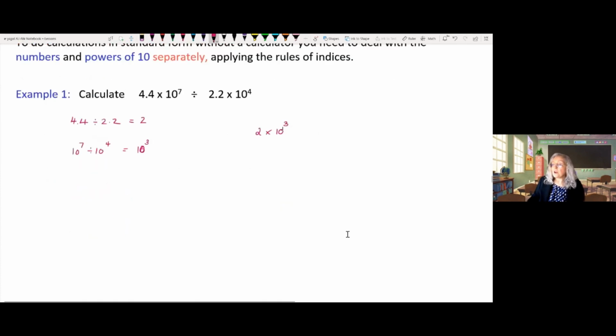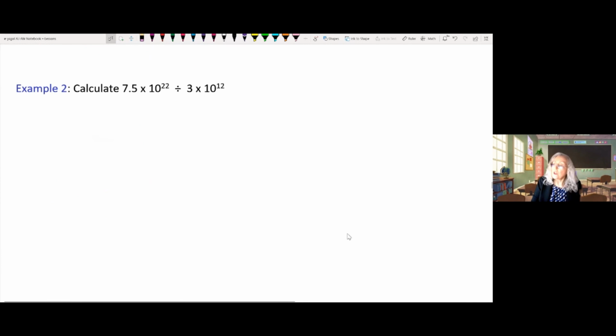Let's try another one of those. So here I am going to divide the numbers first. 7.5 divided by 3, so that's 2.5. And then I've got 10 to the power of 22 divided by 10 to the power of 12. And to do those, you subtract the little index number, so that gives me 10 to the power of 10. Putting this back together, I get 2.5 multiplied by 10 to the power of 10.